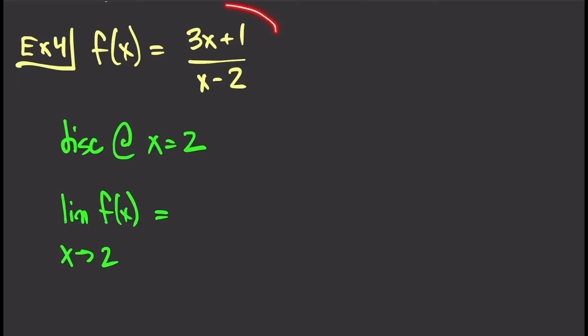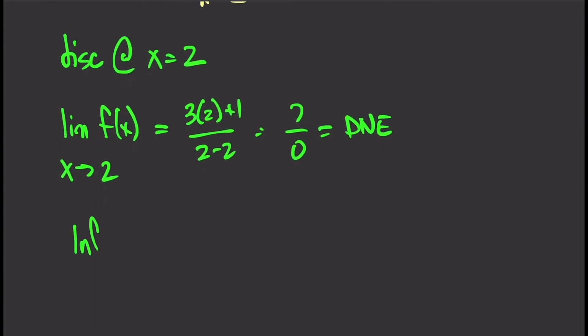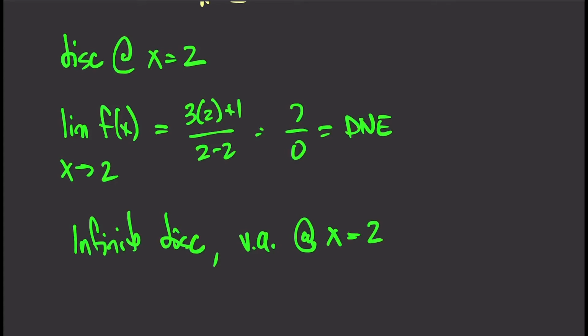Well, for f of x, what I try to do next is factor and simplify. But again, take a look here. I can't factor and simplify. So all I can do is direct substitution. 3 times 2 plus 1 over 2 minus 2, 7 over 0. That limit does not exist. So how do I know what type of discontinuity it is? Well, it has discontinuity and the limit does not exist. Anytime we see that, that's infinite. So I'm going to say this has infinite discontinuity. That means I have a vertical asymptote at x equals 2.